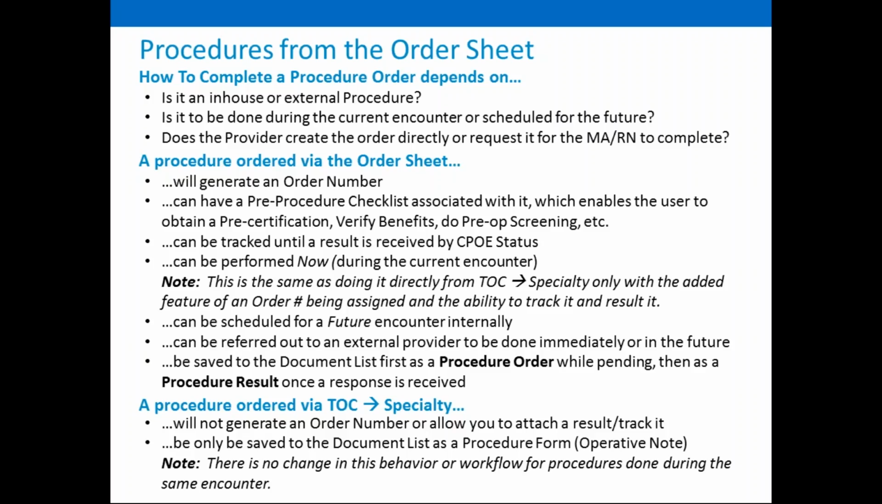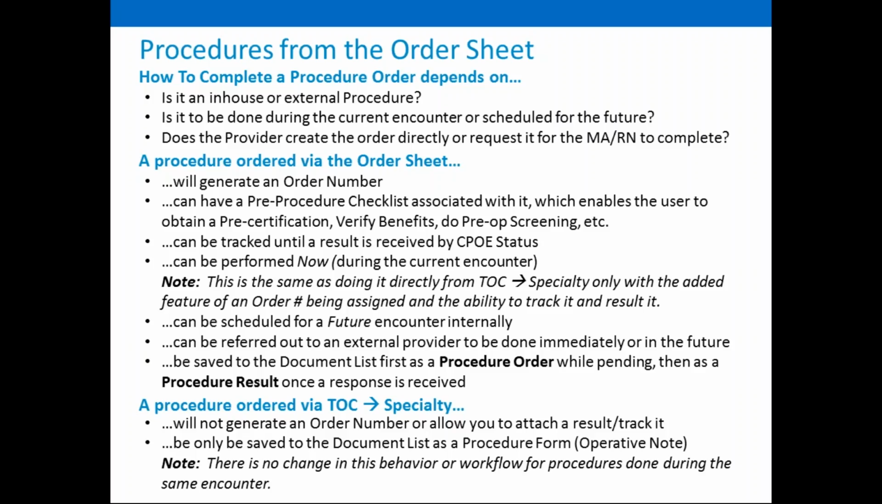The difference, or the benefit, however you want to look at it, if you choose to order procedures through the order sheet now, one is going to give you an order number. Two, you can associate checklists now, pre-procedure checklists, whether it's pre-certification, verification of benefits, pre-op screening, testing, whatever. You can track it to make sure it gets resulted. If you ordered your patient to get an MRI, or you sent them out to get a sleep study, you can track it to make sure they did it before you see them again in your own office. So it gives you trackability, it gives you accountability. So there's a lot of benefit to using the order sheet for your procedures.